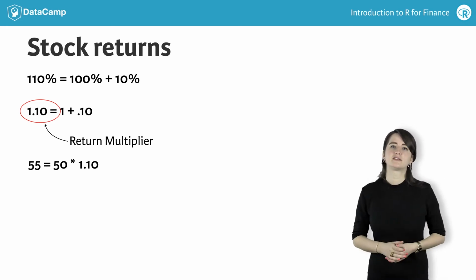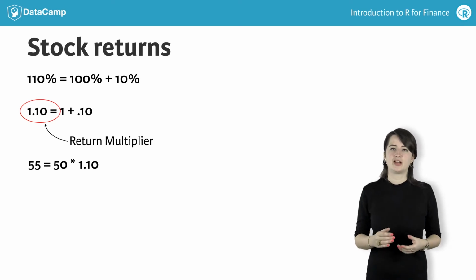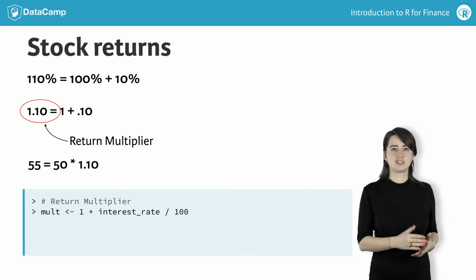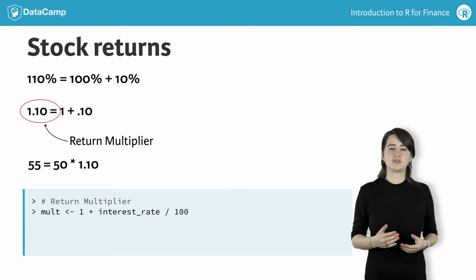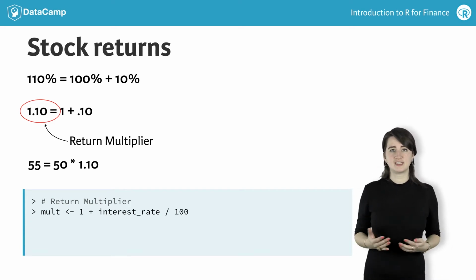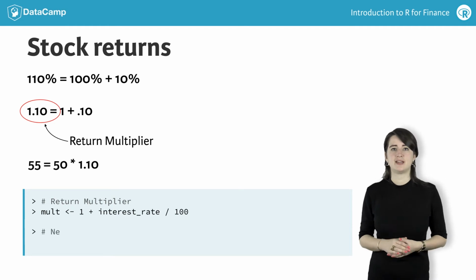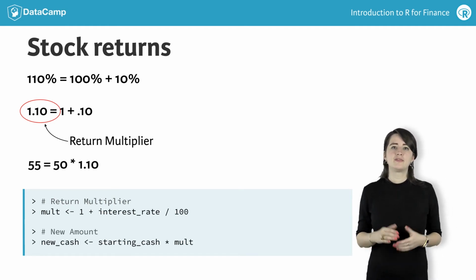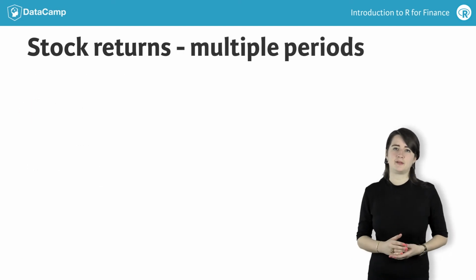Time to generalize this. The general formula in terms of variables for the return multiplier is the following: 1 plus the interest rate divided by 100 to change it to a decimal. Using this, we can then say that the total amount at the next period is the original amount times the multiplier. This example can easily extend for multiple periods.